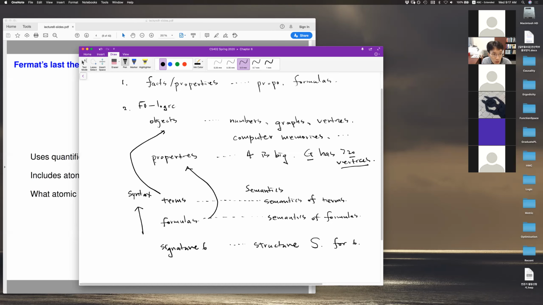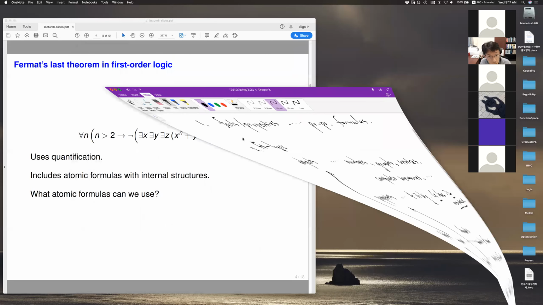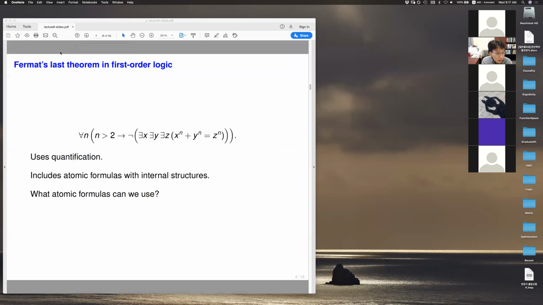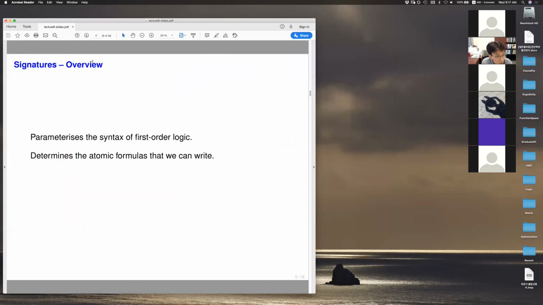Okay. So to sum up, there are objects and properties. There are appropriate syntactic devices and semantic devices to deal with both of these in first order logic. Okay. So that's the big picture of what's happening, and then let's go back. Let's start to look at the definition of a signature. And as I said, the signature is about syntax.